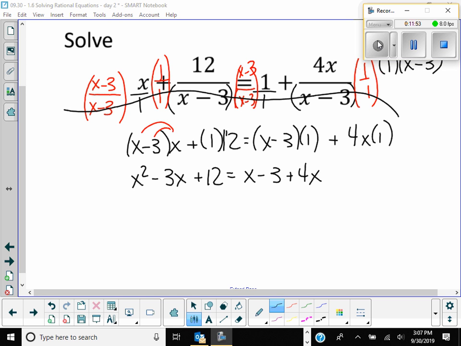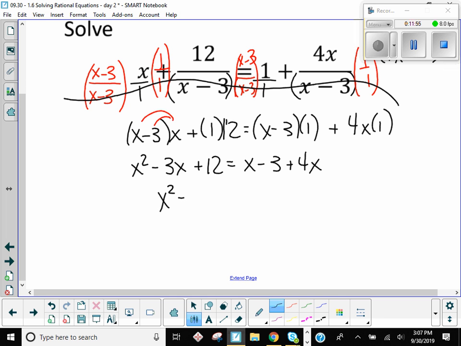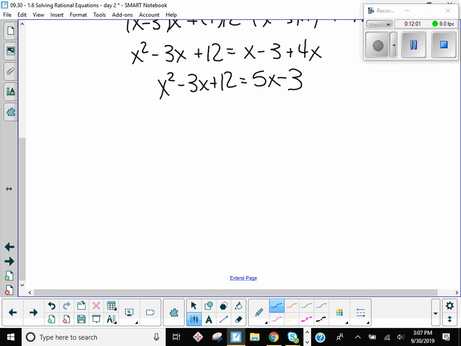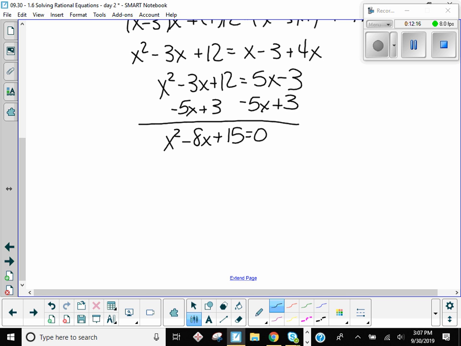All right. So combining like terms on the right gives you 5x minus 3. And then you have to move the stuff on the right over by doing the opposite on both sides. That gives you x squared minus 8x plus 15 equals 0. And y'all were mostly, when I was walking around, y'all got there. That was good. Now you factor from here. What multiplies to 15 and adds to negative 8? Negative 5, negative 3. Dividing by the a value doesn't change anything.